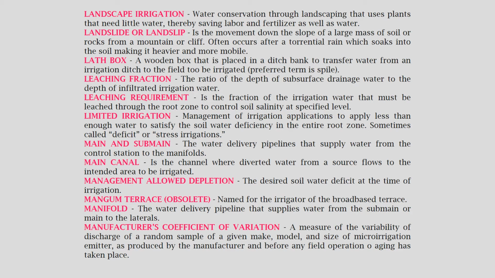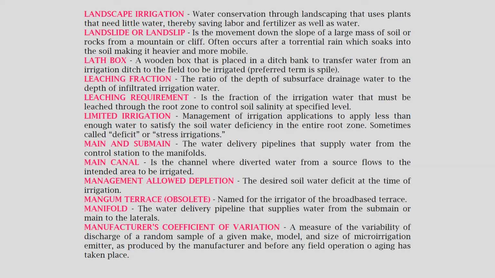Landslide or landslip is the movement down the slope of a large mass of soil or rocks from a mountain or cliff. It often occurs after a torrential rain which soaks into the soil, making it heavier and more mobile. Lath box: a wooden box that is placed in a ditch bank to transfer water from an irrigation ditch to the field to be irrigated. Preferred term is spile.